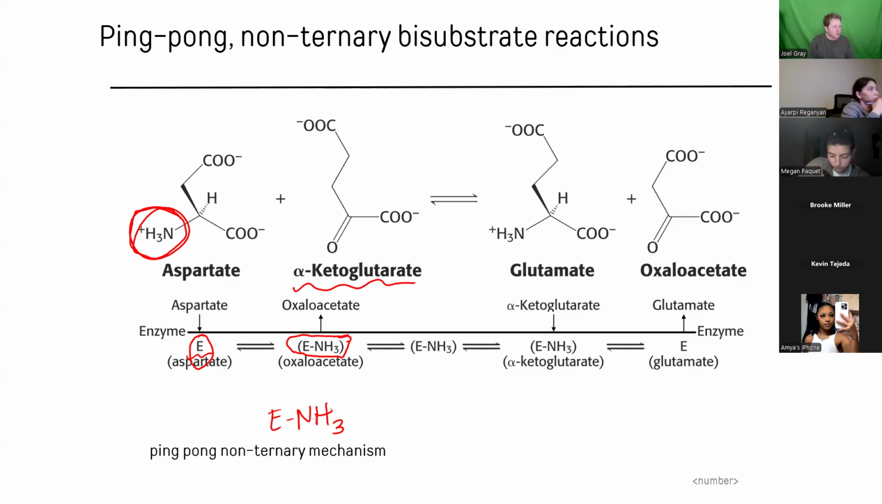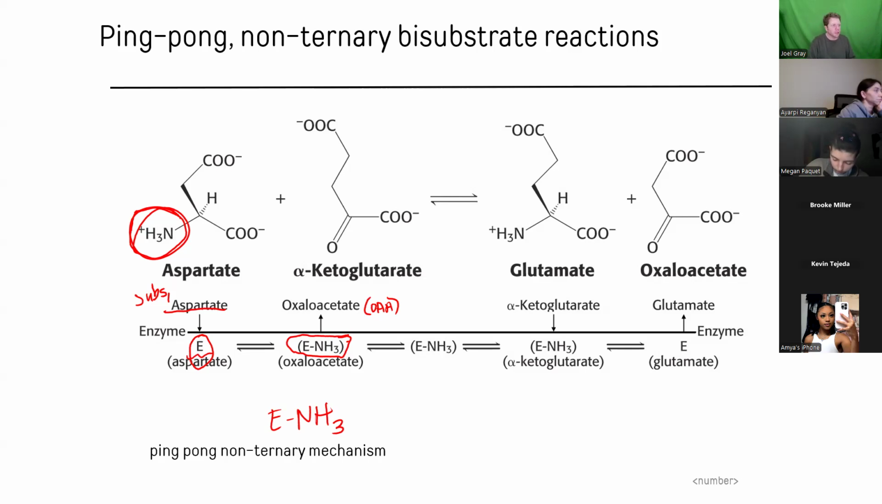So our first, sorry, let me erase. Our first product, so this would be substrate 1, aspartate. Oxaloacetate is aspartate, but without that NH3. So I'm going to label this as OAA, and that is aspartate minus NH3. Okay, so oxaloacetate will be released.